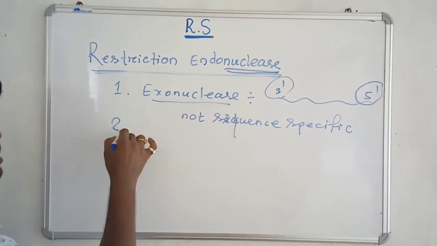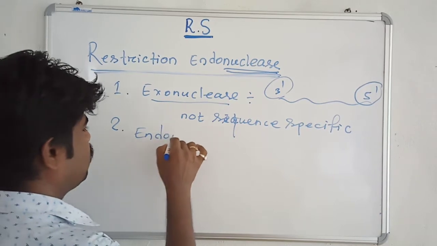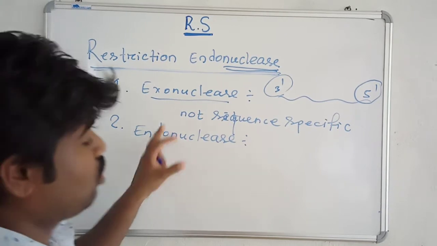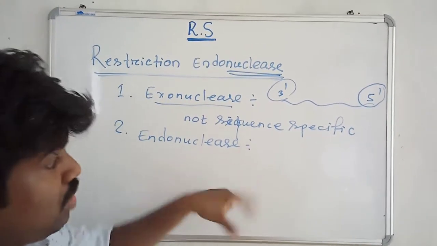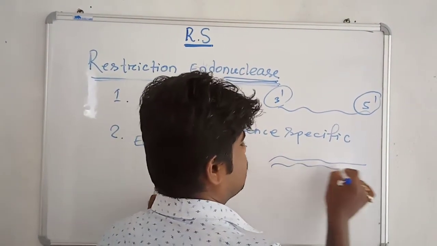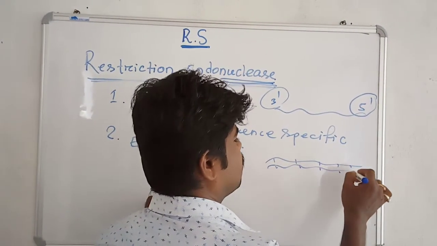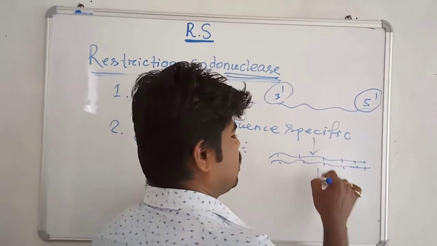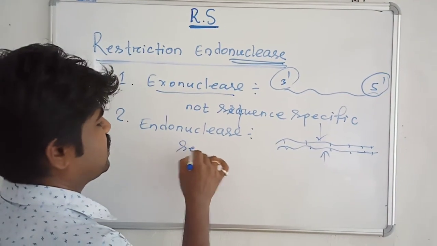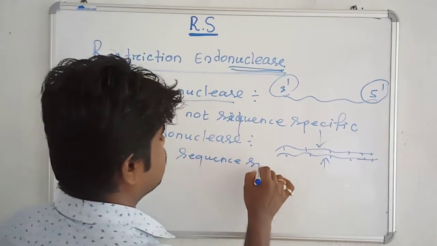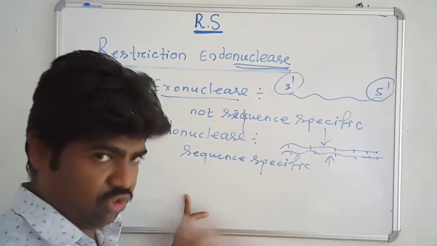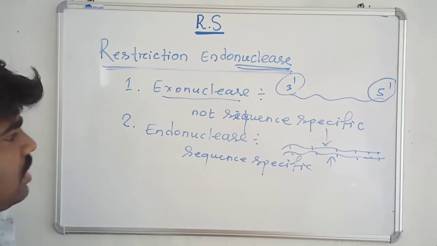And the second is the endonuclease. These enzymes cut the DNA molecule somewhere at the middle position, means they cut within the DNA molecule. Suppose this is the DNA molecule, so they cut somewhere in the middle, here, right? And these enzymes are sequence specific, means they cut the DNA molecule at particular sequences, particular sites, right?